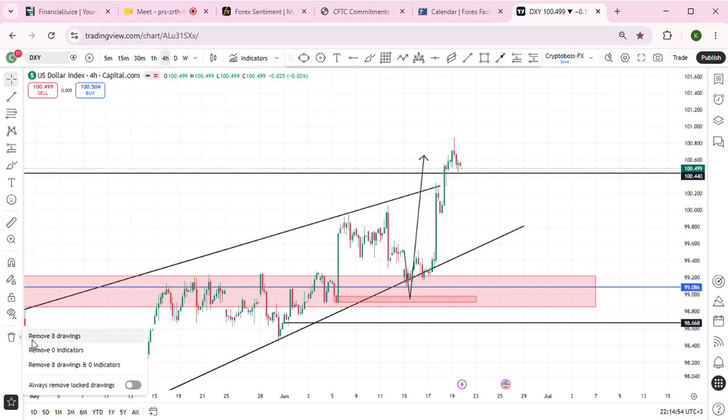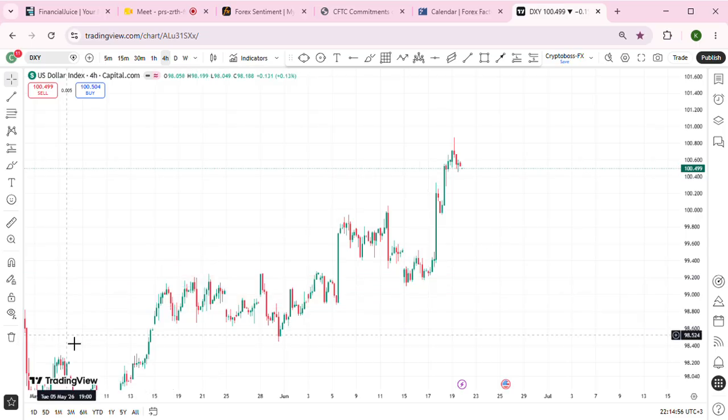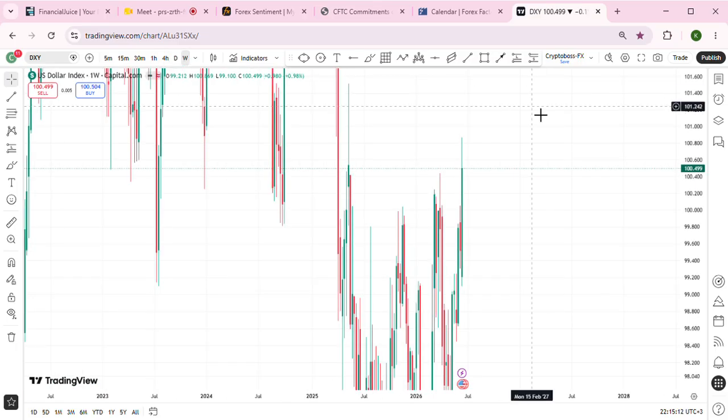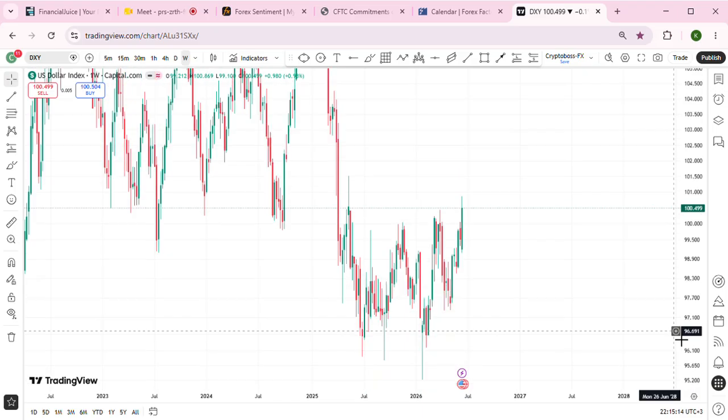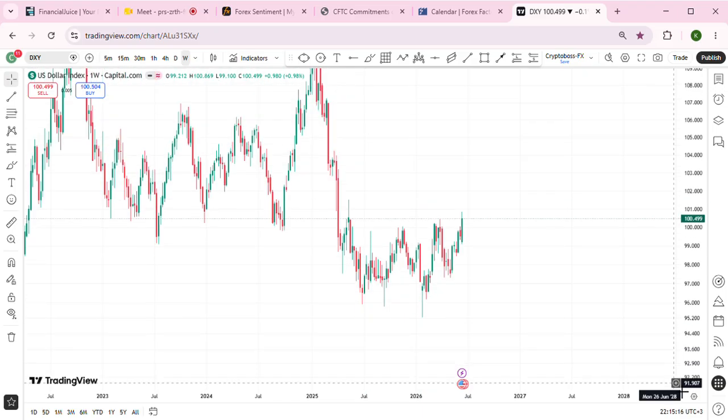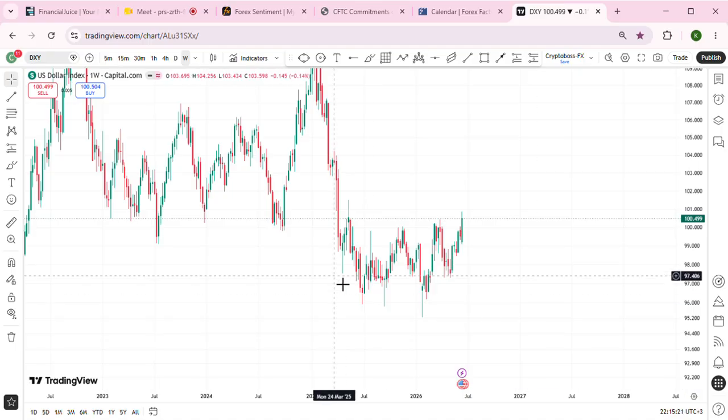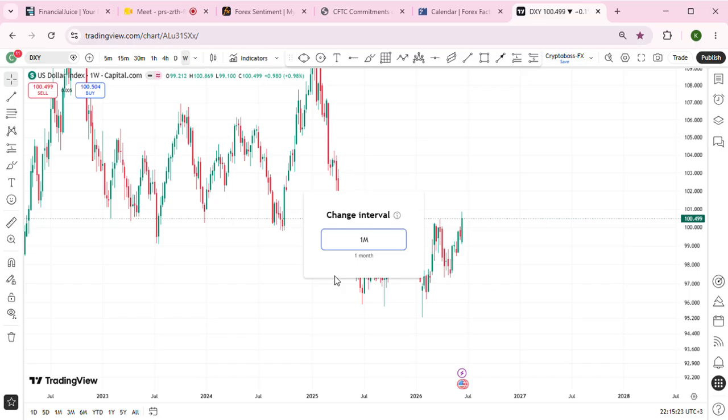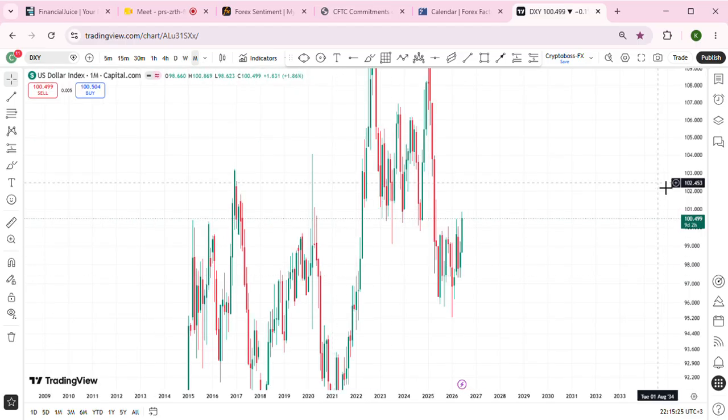So what I normally do is what we call top-down analysis. I normally start my analysis from the weekly time frame, and in some cases, I start from the monthly time frame.